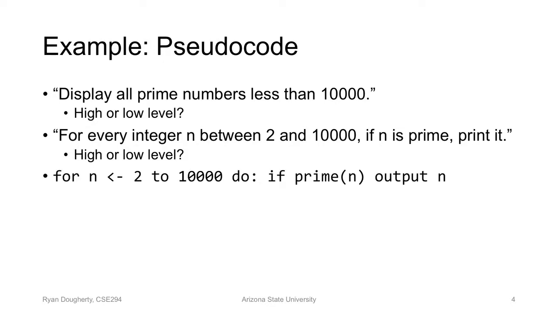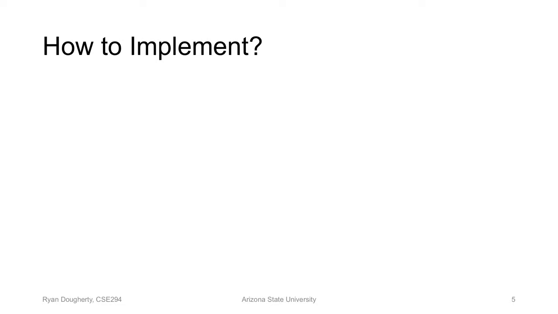How about this one? For n set to 2 to 10,000, do: if prime(n), where prime is a function, output n. So do you think that's high or low level? That's definitely more low level than the previous two. So how do we implement this? How do we implement testing if a number is prime?